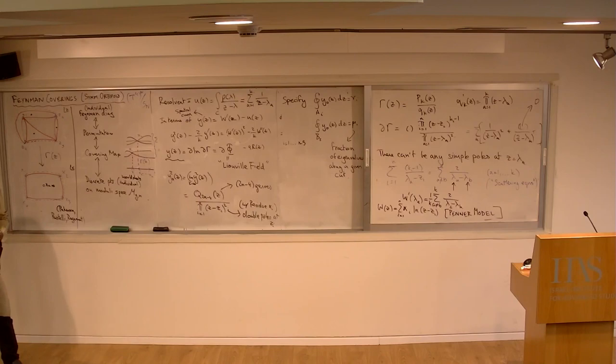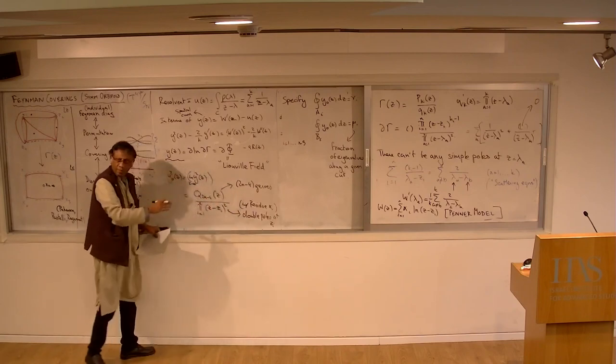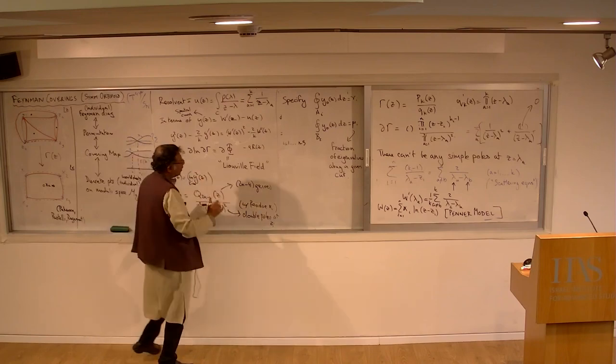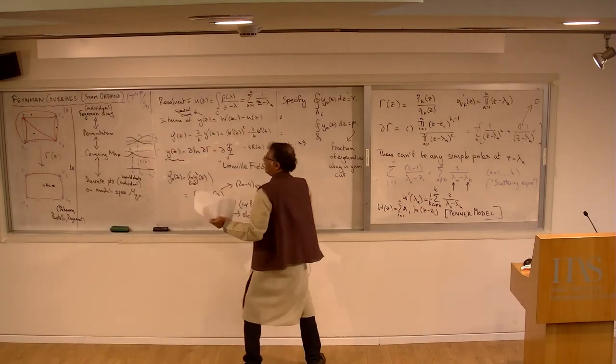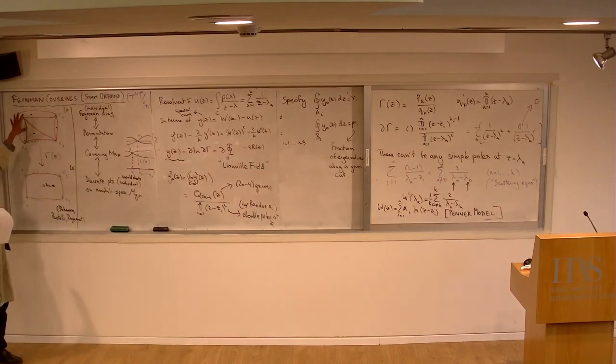What are the A cycles and B cycles? So you should think of this as a Riemann surface. You don't even have to think of it as a Riemann surface. Let me actually come back to this figure, because this is where the figure will be important.